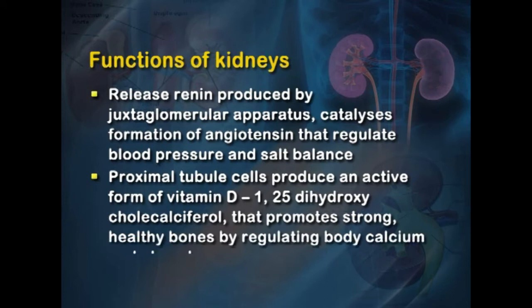The proximal tubule cells produce an active form of vitamin D, that is the 1,25-dihydroxycholecalciferol. Now this is very important because it promotes strong, healthy bones by regulating both the body calcium and phosphorus. Now that is why it becomes imperative that in kidney diseases, calcium supplements have to be given to the patient.